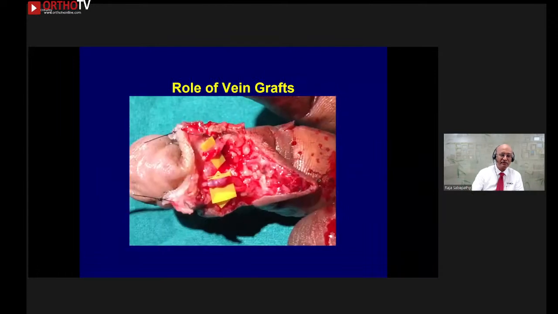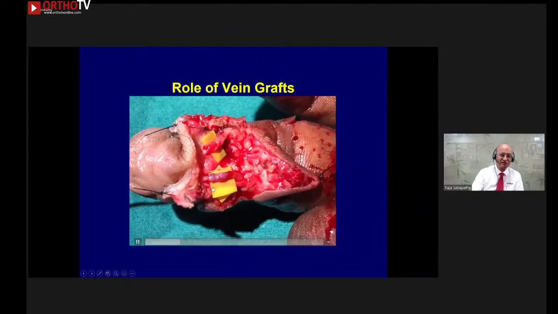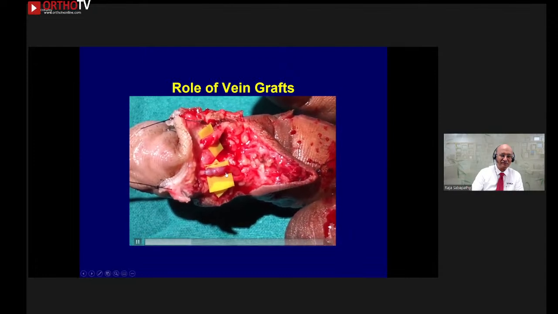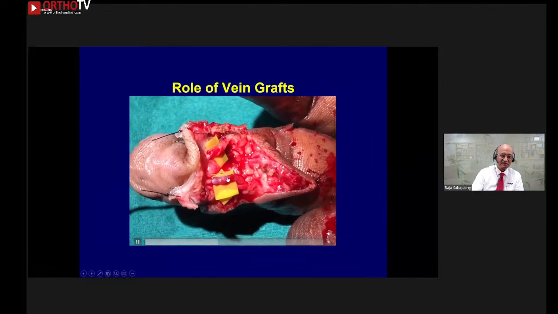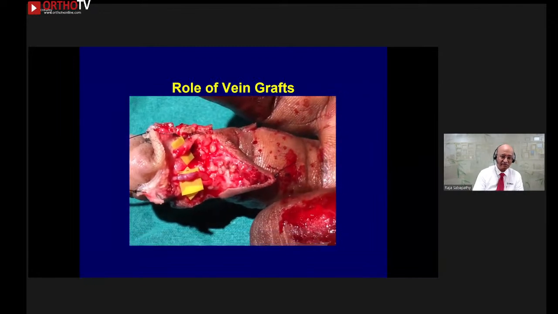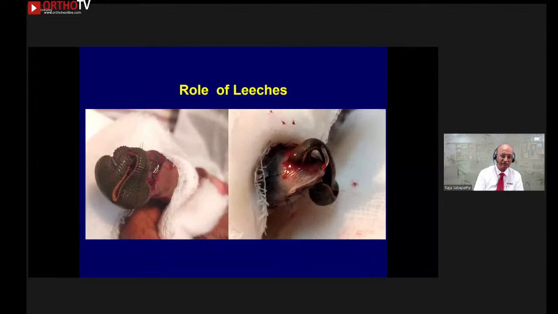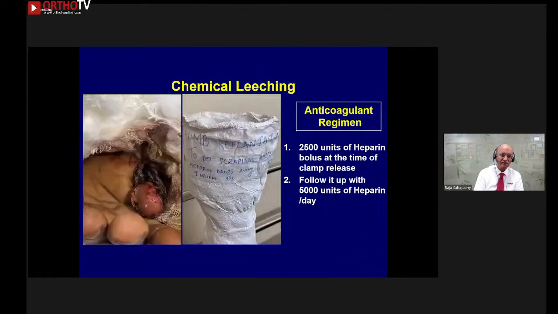Have you used vein grafts? Here also we have used vein grafts. Small vein grafts are used for the artery, and we get these vein grafts for tip replants from the volar aspect of the forearm. Do we use leeches? Very, very rarely. I would say 0.5% of times in our experience we used a leech. But if you have them, they are very good. They are very useful.